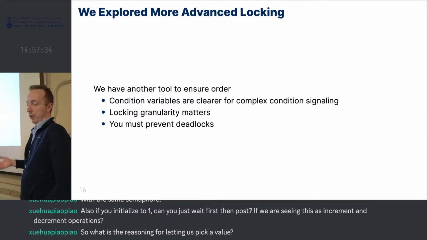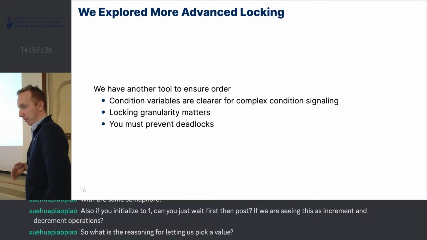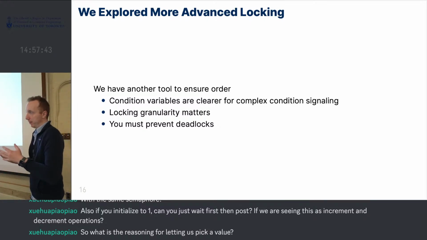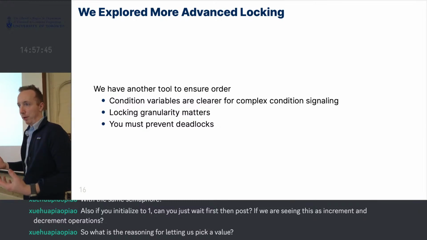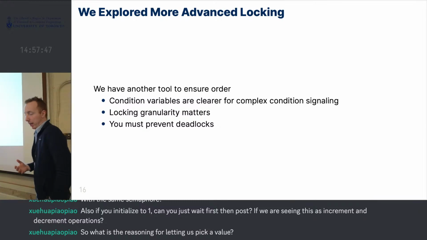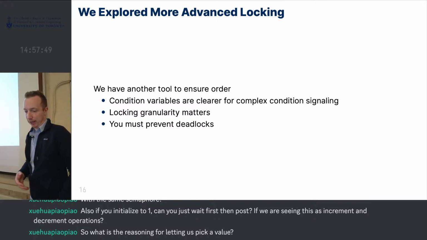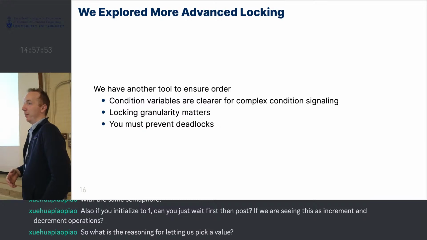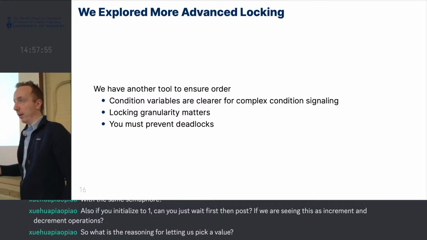And then you will see that locking granularity matters, especially for performance. So like how many locks you have and how much code they protect, because essentially anything that is protected is running in serial. And also, as a thing to make your life more annoying, as soon as you have more than one mutex, you have to prevent deadlocks.